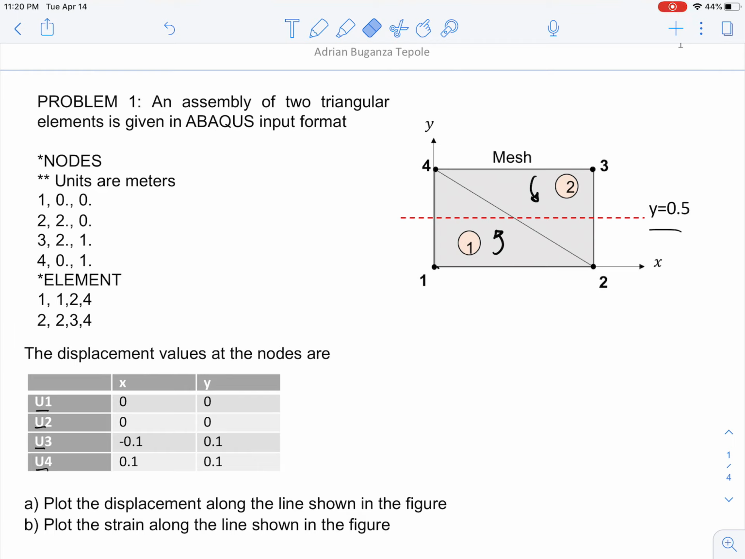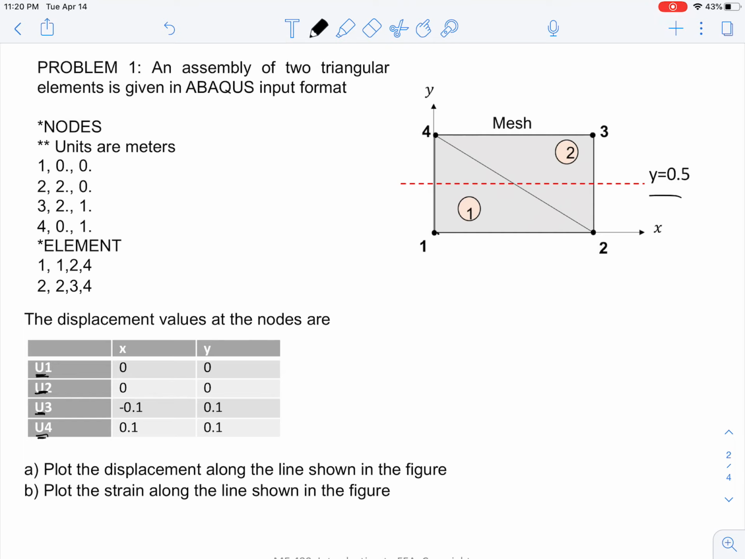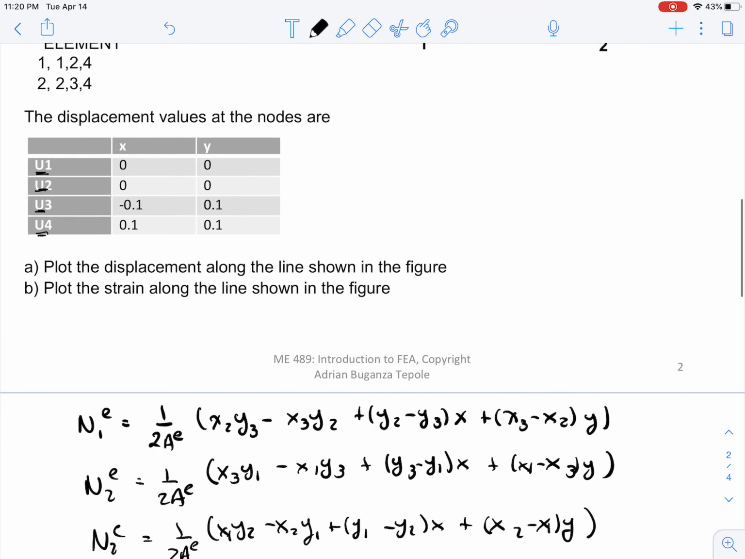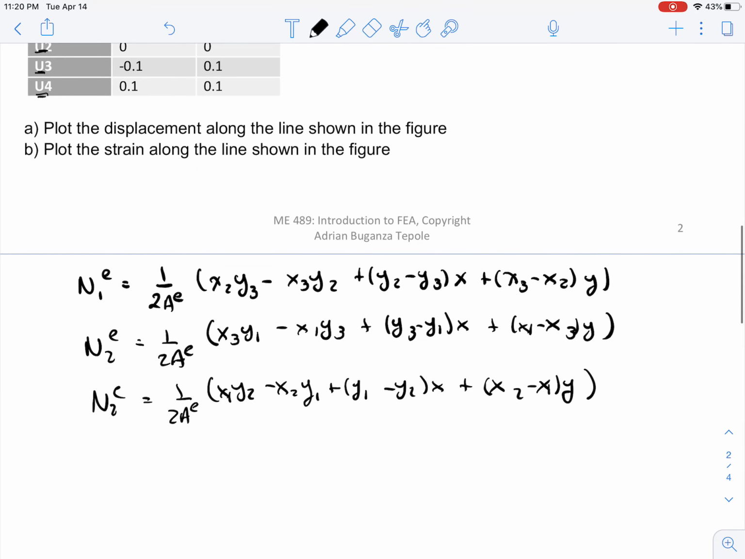And then we are given the displacement at all four nodes. So we are given all displacements. And what we're asked to do is to plot the displacement along the line y equals 0.5 and also plot the strain along the same line. So really all we need to do is just use the values of the displacements and interpolate inside of the element.